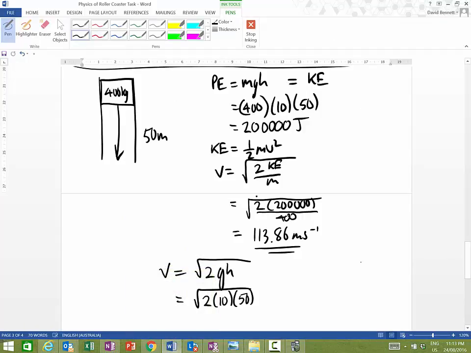Again, in this particular case, what we're doing is using our potential energy being converted to kinetic energy. And we can do it the other way around as well. I could ask you how fast will this particular elevator be going when it's only 20 metres off the ground? I could also ask you to work out its potential energy 20 metres off the ground and its kinetic energy 20 metres off the ground. Just a change in the height will allow me to work those things out.